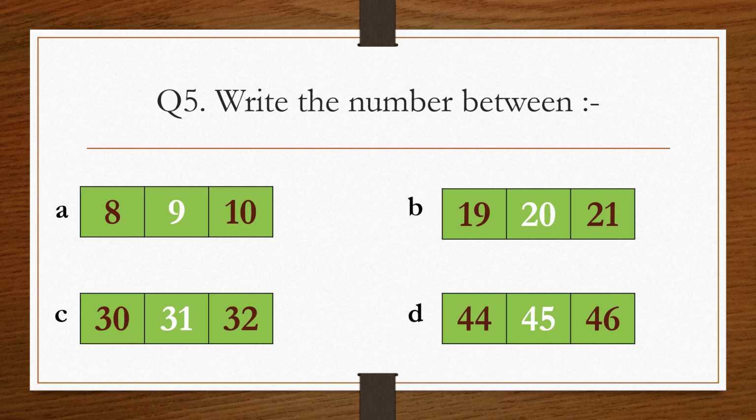Number C, 30 dash 32. In this also you will count and then write the answer. 30, 31, 32. What came in between 30 and 32? 31. So the answer is 31. D, 44 dash 46. Again you will count and then write the answer. 44, 45, 46. What came in between 44 and 46? 45. So 45 is the answer.